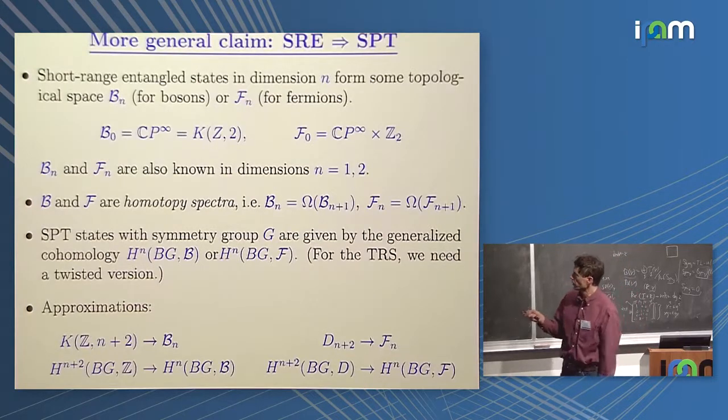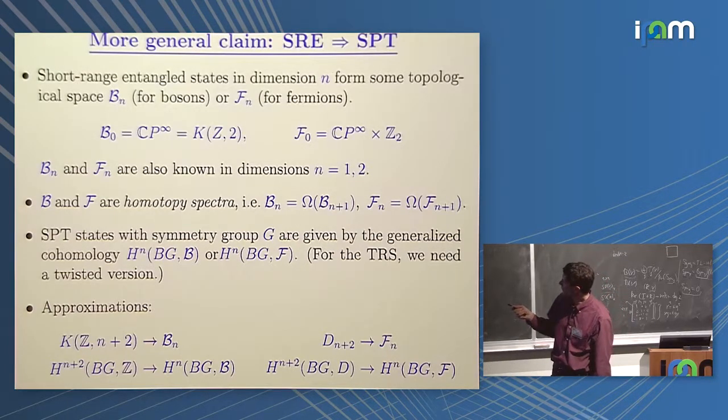Now, this is the general claim. All the previous stuff is a special case of this implication. If we have a complete classification of short-range entangled states in some dimension, say in dimension 2 or dimension 3, then we automatically have the classification of SPT phases in the same dimension. But there is a catch. We need a complete classification, which means the following.